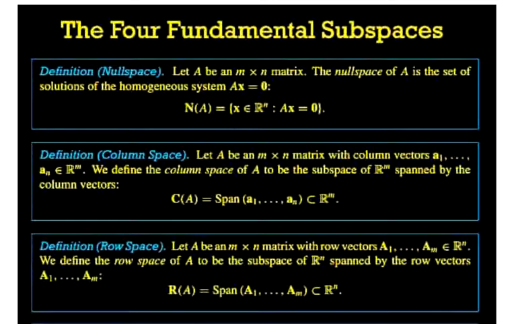Okay. So definition: null space, if you remember, I told you, is nothing but the value of x when we consider it as a homogeneous system, that is Ax equal to 0. Accordingly, let A be an m cross n matrix. The null space of A is the set of solutions of the homogeneous system Ax equal to 0. I told you, right? It is the value of x.